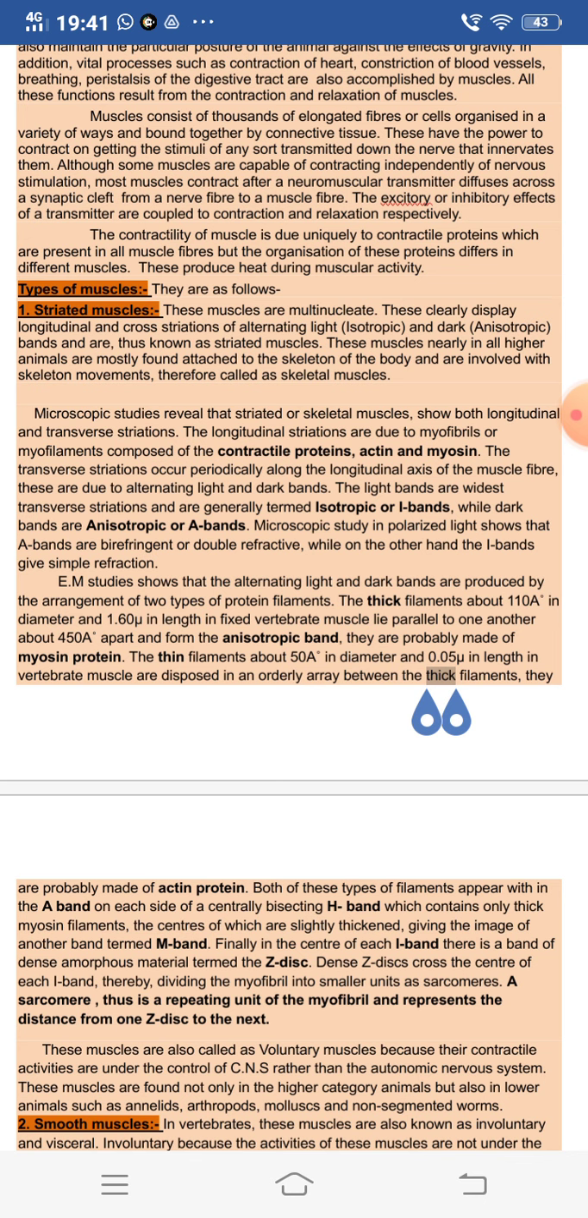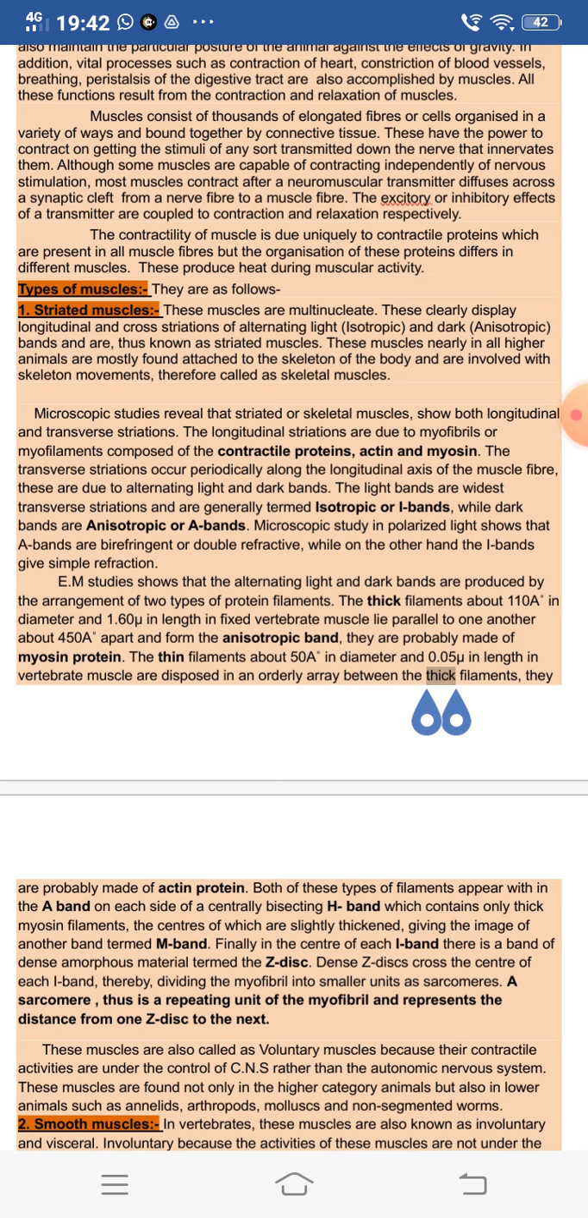filaments. Electron microscopic studies show that the alternating light and dark bands are produced by the arrangement of two types of protein filaments. So when we say that the striated muscle fiber is made up of the longitudinal and transverse striations, which show the alternate arrangement of light and dark bands, it means that they are produced by the alternate arrangement of the two types of filament, that is the alternate arrangement of the thin filament with the thick filament, or the I band with the A band, or we can say the alternate arrangement of the actin filaments with the myosin filaments.